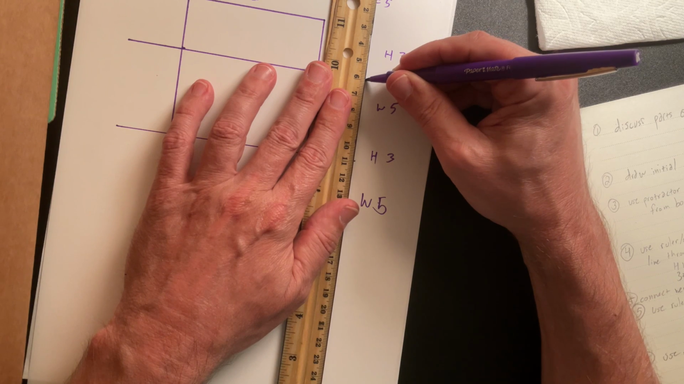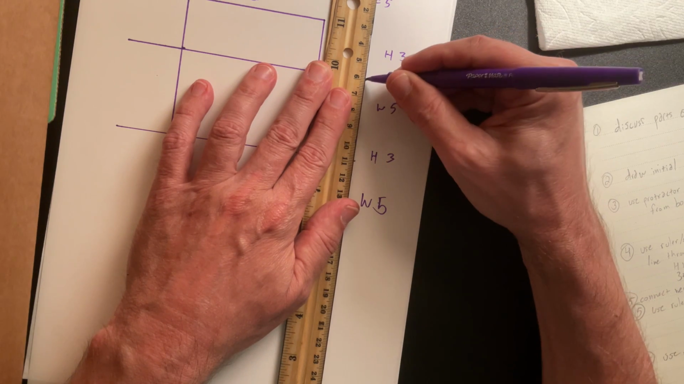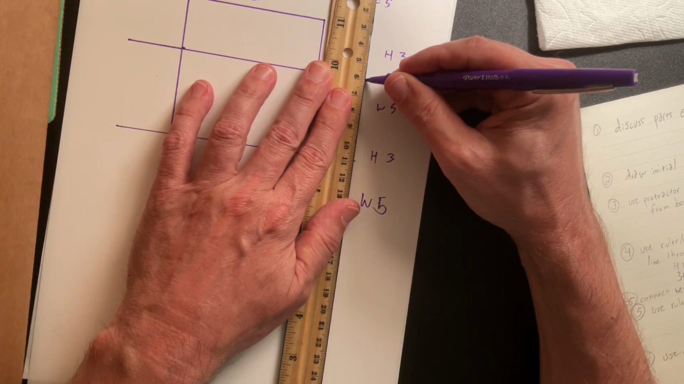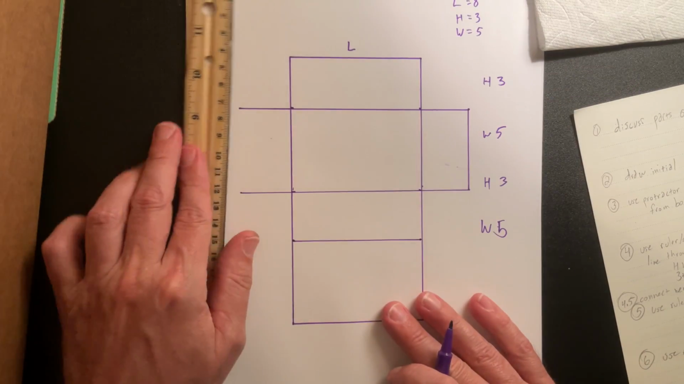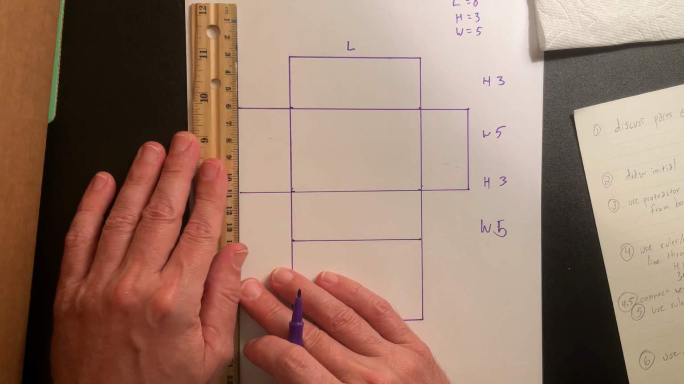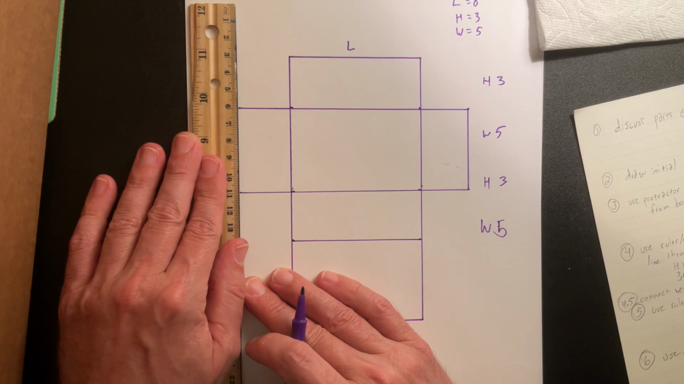So I'm going from 6 to 11, which is 5, which is what it's supposed to be. So I go from 6 to 11. And then I'm going to go on this side. And let's just start at 6 because I know it needs to be 5. It's going to go from 6 to 11 over here.